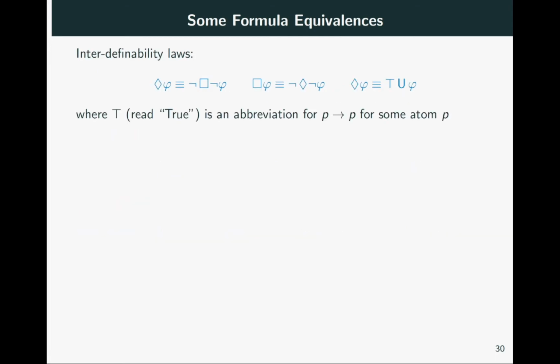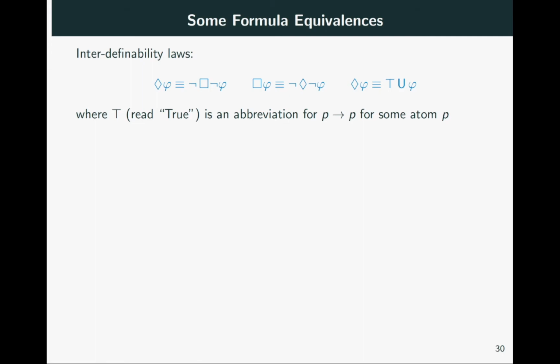Then there are the inter-definability laws, which show that some connectives are definable from others. Eventually is equivalent to not always not, and similarly, always is equivalent to not eventually not. Also, eventually is equivalent to true until.